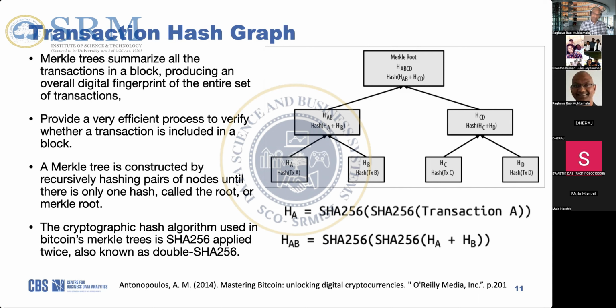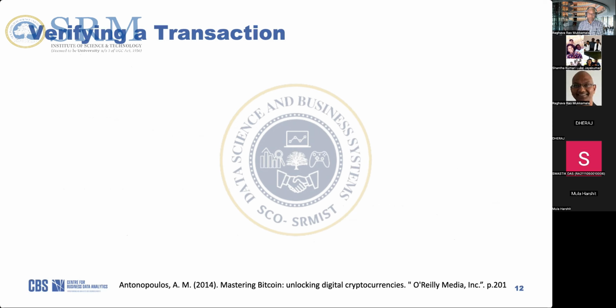And why double hashing? I think it was one of the design parameters, and I think Nakamoto and probably his team might have thought that double hashing is much better than the single hash. So that's why you take the hash of the hash value, so that you cannot easily find out the original message and things like that.